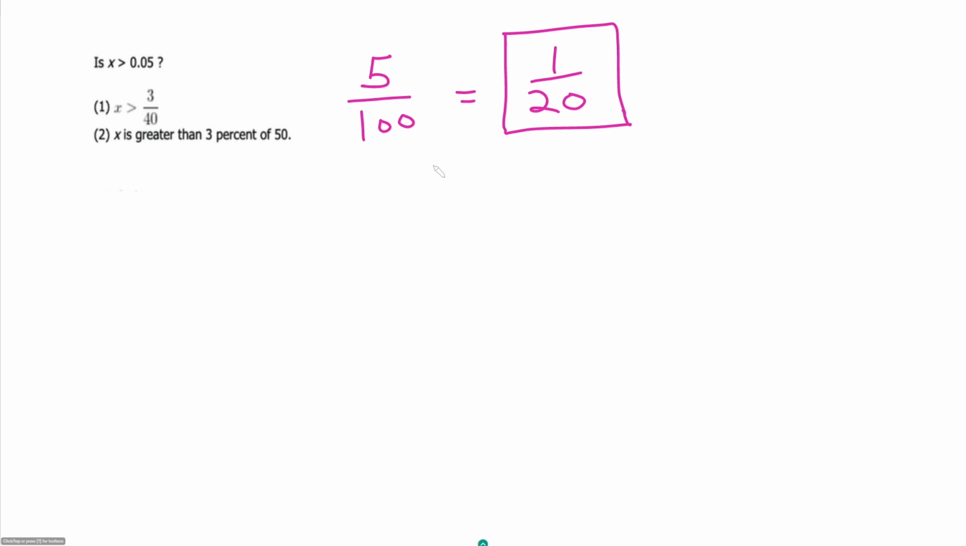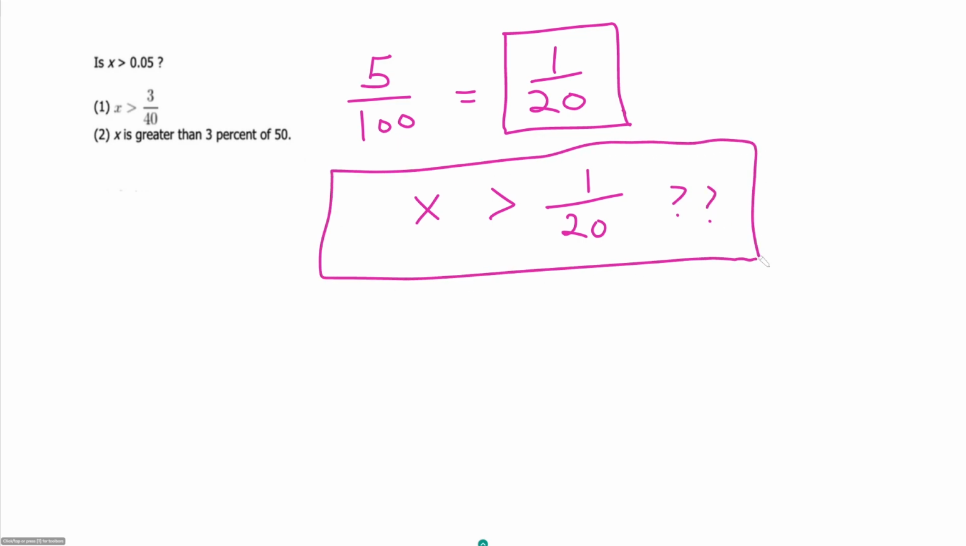And I usually prefer working with the fractions over decimals. So I will rephrase my question here as, is x greater than 1 over 20? And so if I'm trying to compare my statements to a fraction, I either want to get the denominator in my statements to match my question, or the denominator in my question to match my statements. And that would be the easiest way to compare the values they give me.